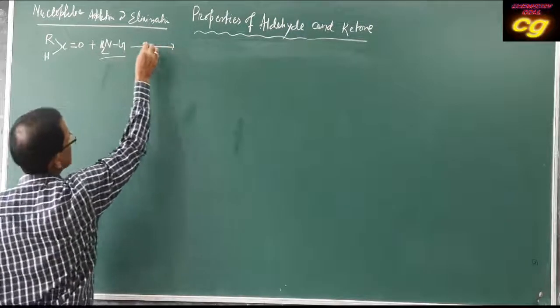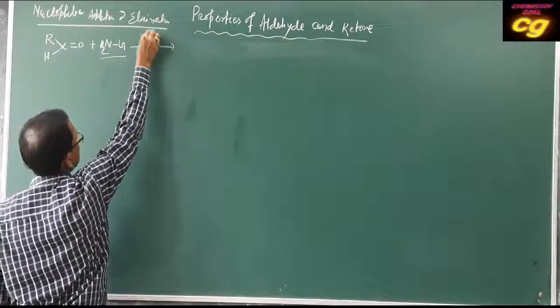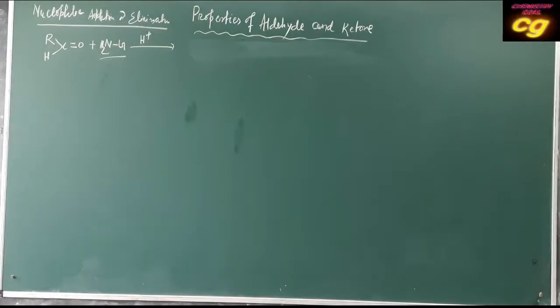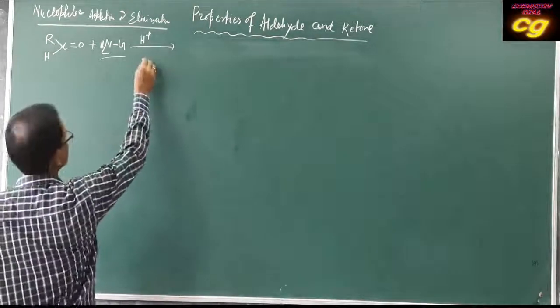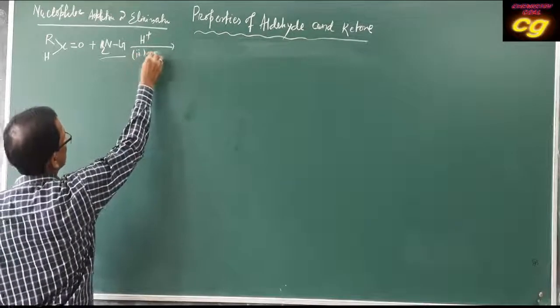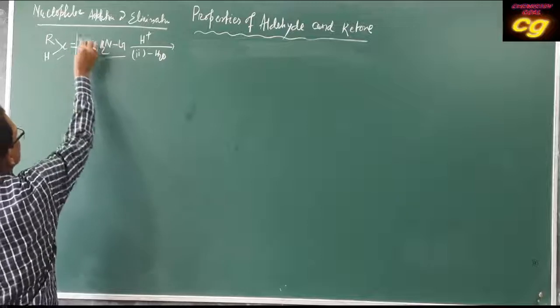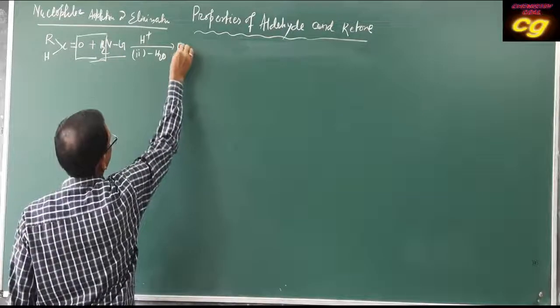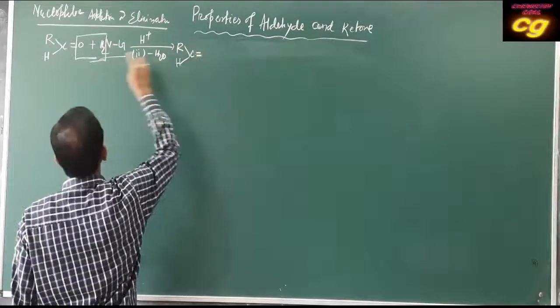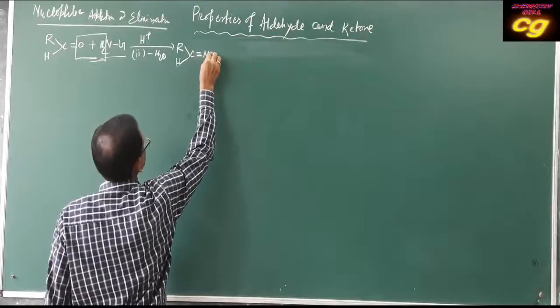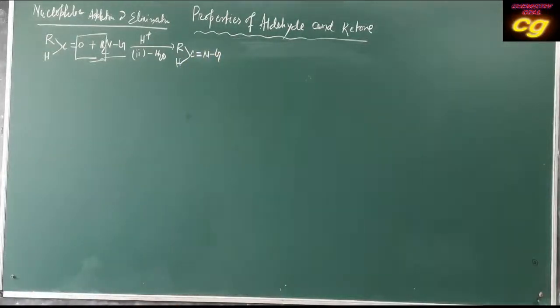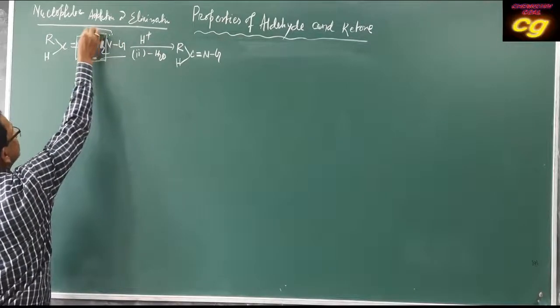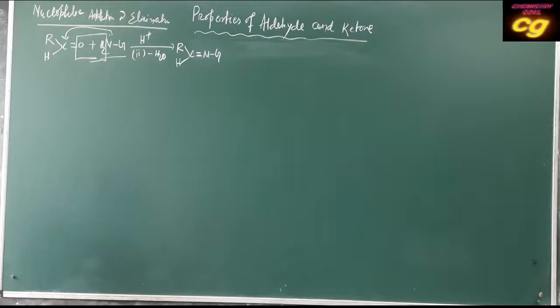The reaction takes place in a slightly acidic medium. Then the second step will be loss of water, then minus water will occur here, and the product will be R, H, C, double bond, N, G. This is your addition and elimination product. In the first step this acts as a nucleophile and attacks, then the addition reaction takes place, followed by elimination, loss of a water molecule.